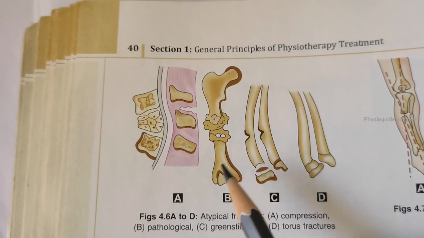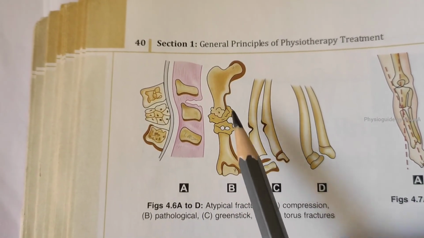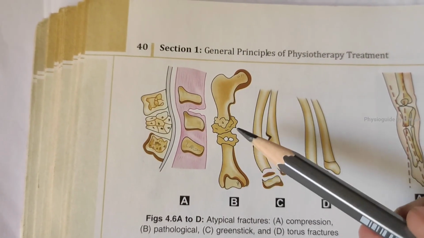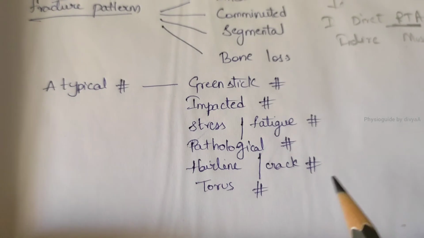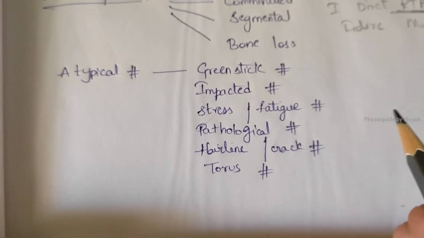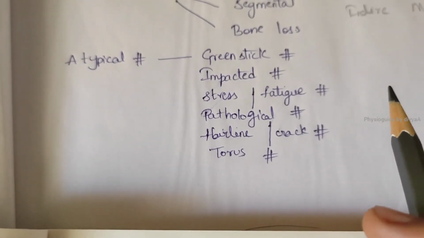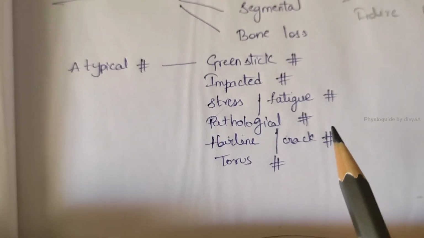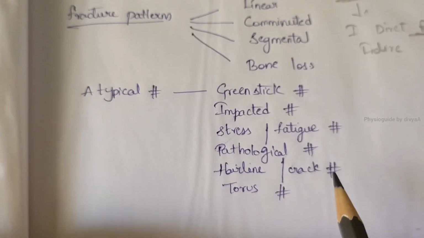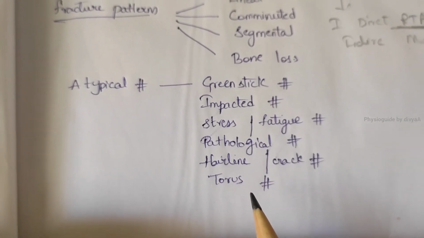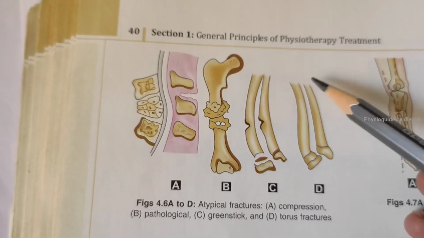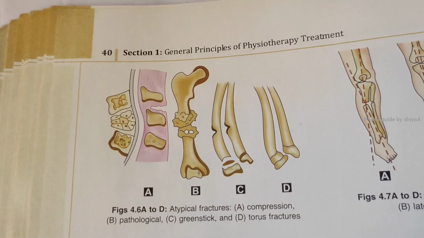Next one, pathological fracture. This is usually due to a disease, so it occurs in diseased bone and it is spontaneous. Next one, hairline or crack fracture. We can't see this clinically, and this is like a fine break in the bone which is difficult to diagnose clinically. Radiology like X-ray can help, and we can see this hairline crack fracture. Next one, torus fracture. This is just a buckling of the outer cortex. This one, torus fracture. Buckling means to bend.